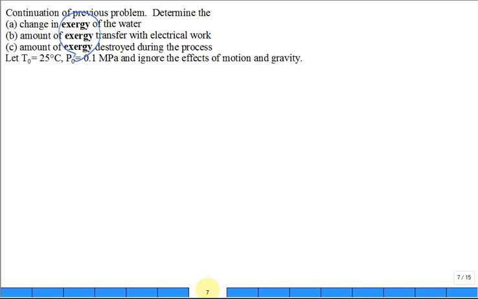Exergy. Change in the exergy of the water. That would be delta E is equal to m times e2 minus e1. How would you solve for part A? It's a property. Exergy is a property. Internal energy is a property. Entropy is a property. You already have the states fixed. Just evaluate the property. How about the amount of exergy transfer with the electric work?